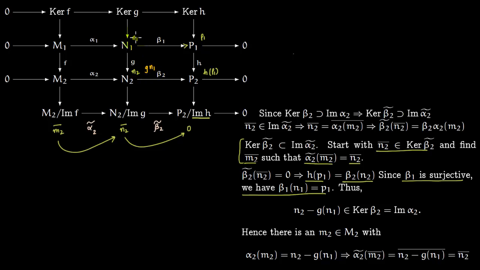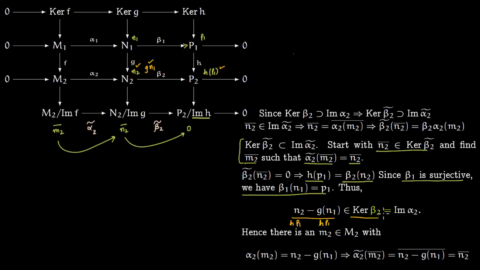So notice that this diagram commutes. n1 goes here and then goes here to h p1. n1 goes to g n1, and then g n1 also goes to h p1 via this map beta 2. n2 also, if you apply beta 2 to it, goes to h p1. So both n2 and g n1 will get mapped to h p1 if you apply the map beta 2 to them, just because this diagram commutes. This implies n2 minus g n1 lies in the kernel of beta 2, because if you apply beta 2 to n2, you get h p1, and if you apply beta 2 to g n1, you also get h of p1. Subtract them, you get 0.